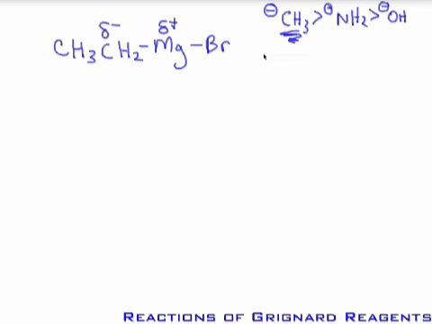Well, it turns out that these organometallic compounds act as nucleophilic carbon, basic carbon, C minus. And so they can be used as a source of C minus.